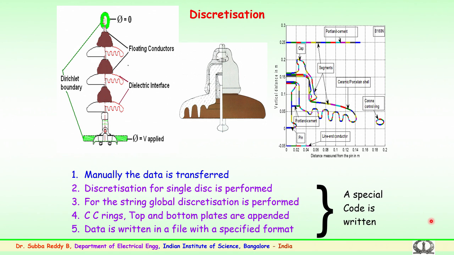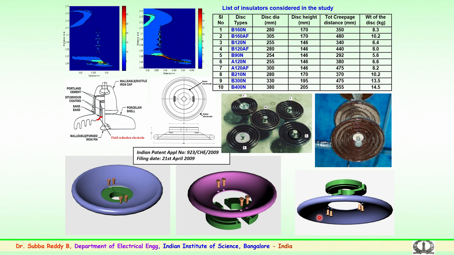The actual data of the manufacturer of the insulator dimensions has been taken, and it is transferred to the code where discretization initially for the single disc is performed, and later on for the string global discretization is carried out. The corona control rings, the top and the bottom conductors are also appended in the program, and the data is written in a file with a specified format. A special code has been written to obtain the potential, field, bulk stress, and many of these things.